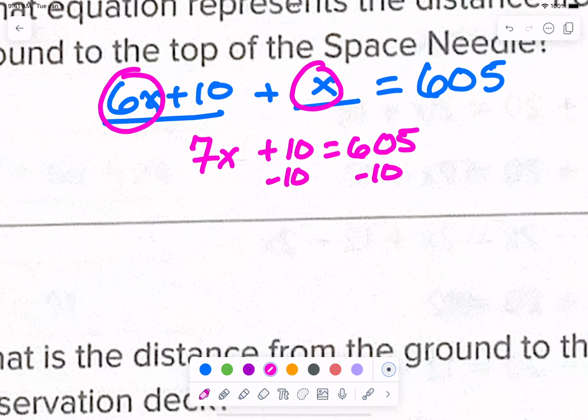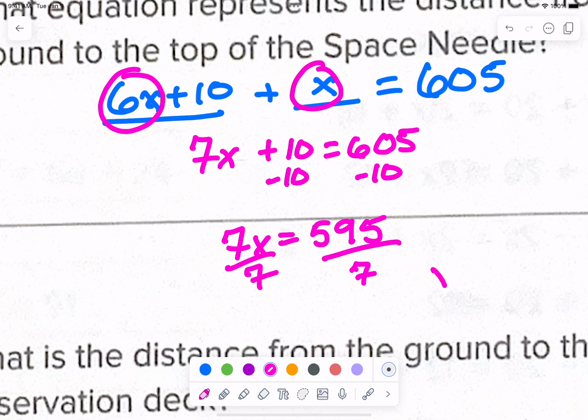Minus 10, 7x equals, subtract 10, 595. Okay, don't use your calculator. I'm challenging you. Can you divide that by 7? 59 divided by 7 is 8, because that's 56. Okay, what do you have to carry over?